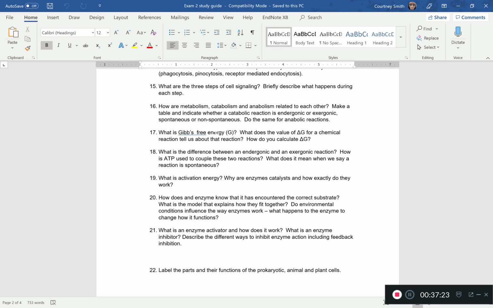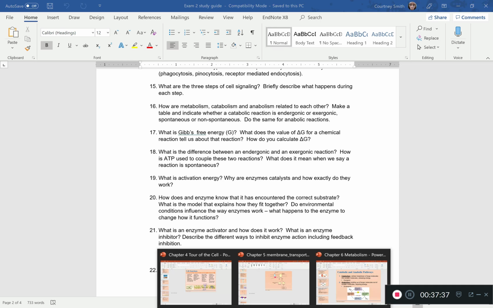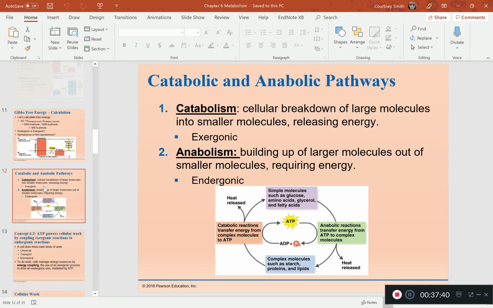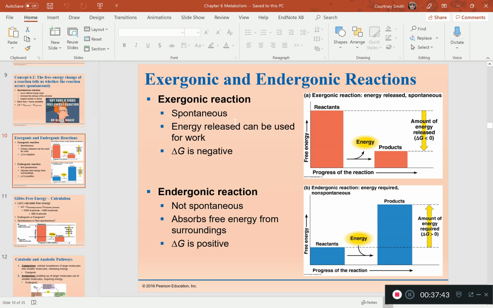And then also with that, based on certain Gibbs values, so G values, you would need to be able to determine what is considered endergonic, exergonic, spontaneous, and non-spontaneous. So with that, I'm going to go up 2 slides, I believe. So right here, this is pretty much all of number 17. Exergonic reactions are considered spontaneous. They release energy, and the Gibbs number, the delta G, is negative. Whereas endergonic is the exact opposite.